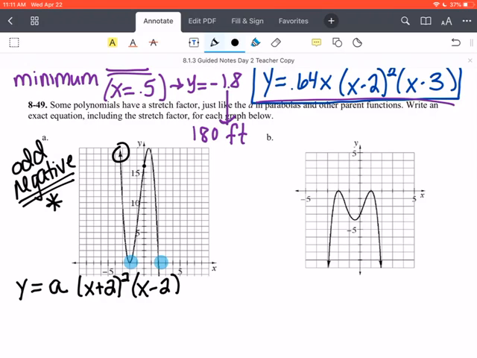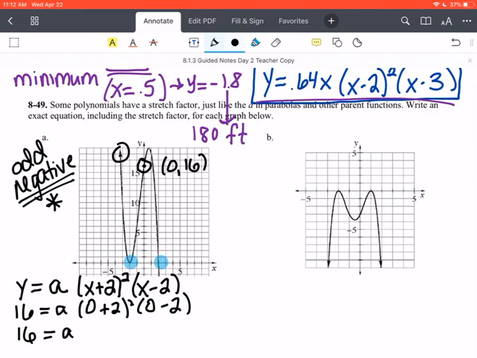Okay, so now I want to use my lattice point which is at (0, 16), and solve for a. So I have 16 equals a times 0 plus 2 quantity squared times 0 minus 2. So I get 16 equals a, and then 2 squared is 4. 4 times negative 2 is negative 8.